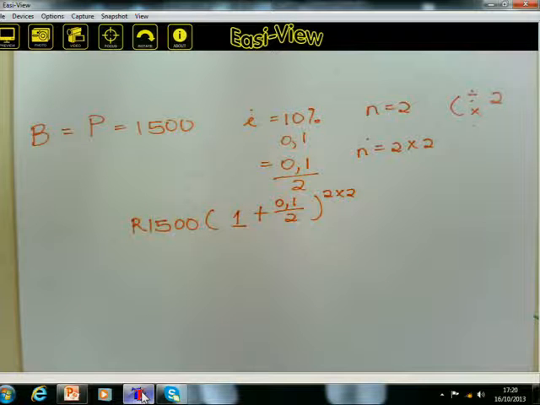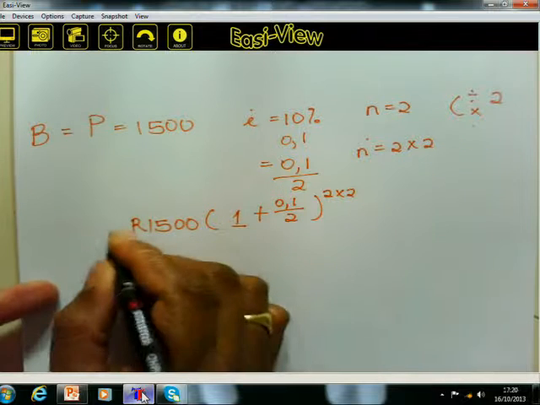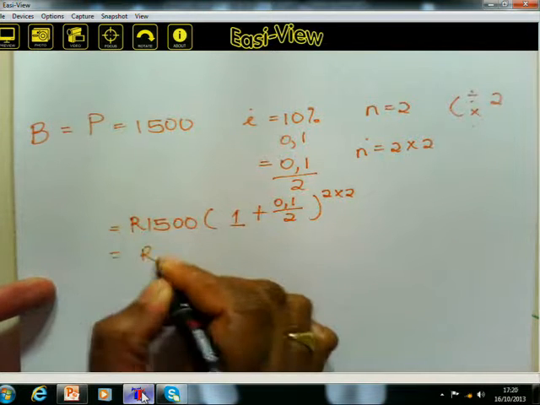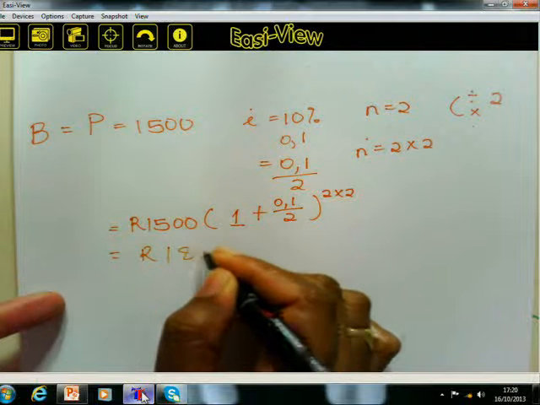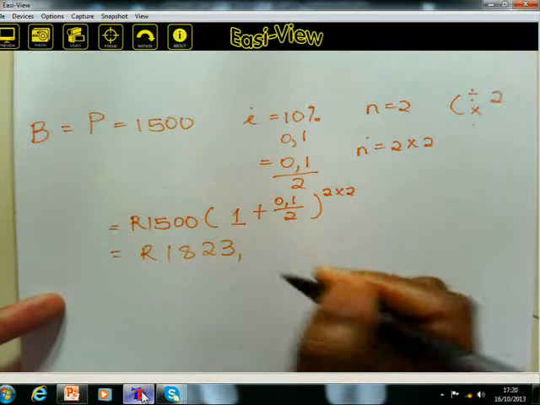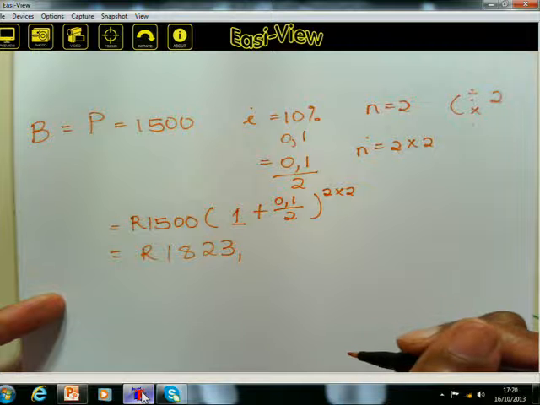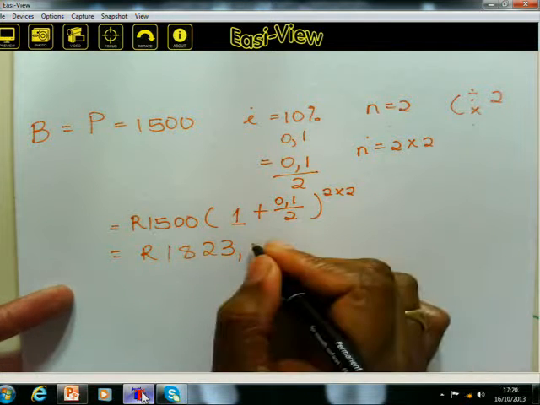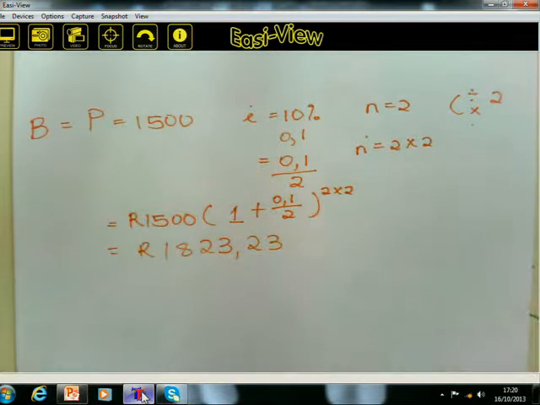So we have 1,500 bracket 1 plus fraction 0,1 divided by 2, close your bracket, to the power of 2 multiplied by 2. There you're going to get 1,823 rand 259375. To 2 decimal places is going to be 23 cents.